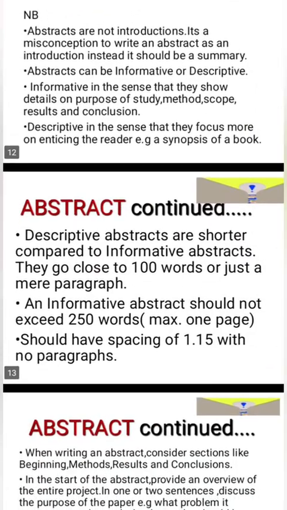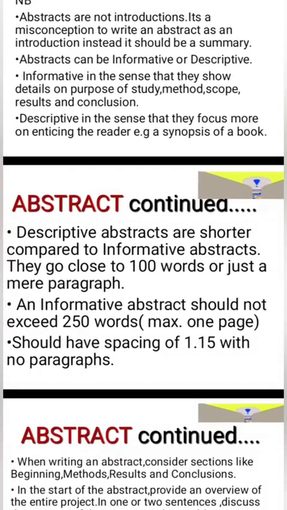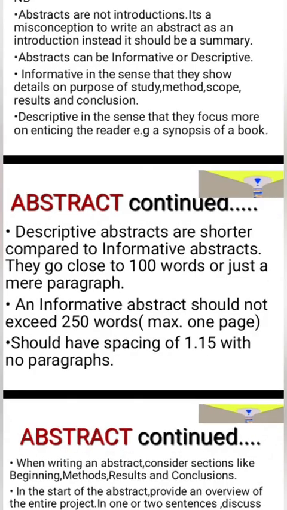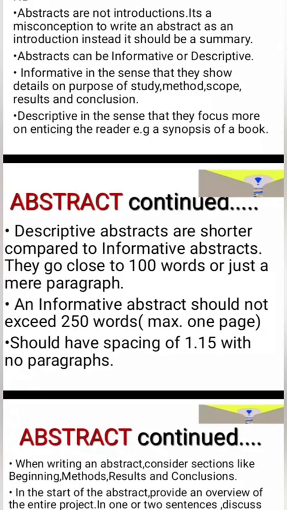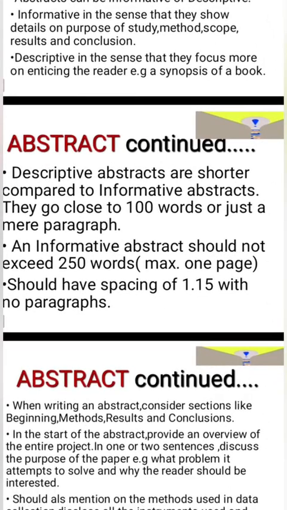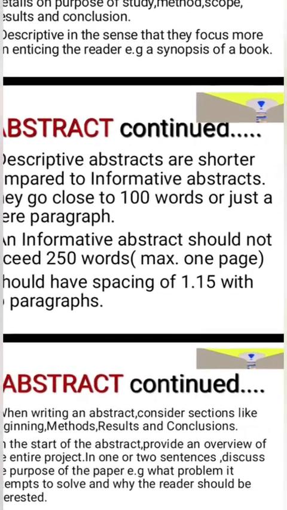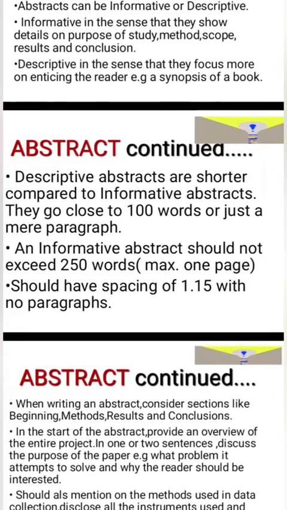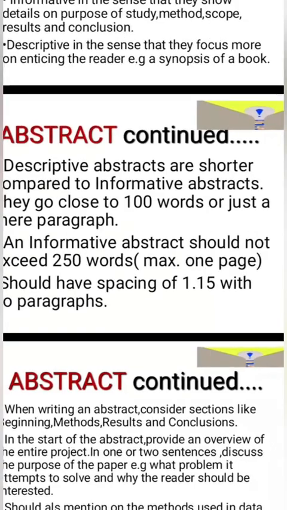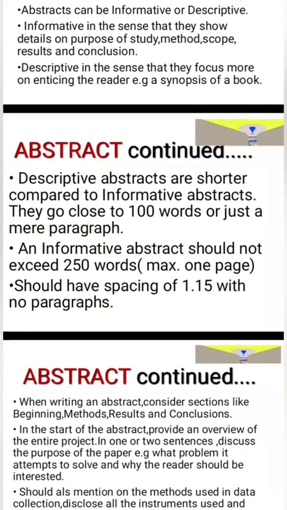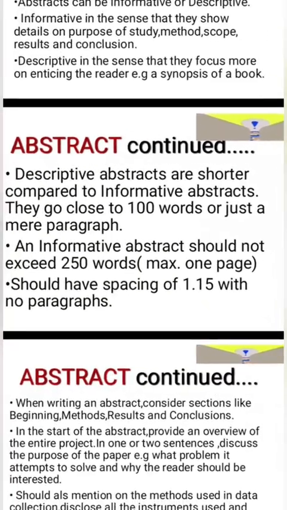A descriptive abstract is normally shorter compared to an informative abstract. It goes to around 100 words, just a mere paragraph. But an informative one should not exceed 250 words. That means it should have a maximum of 1 page, should always have a line spacing of 1.15, and have no paragraphs.